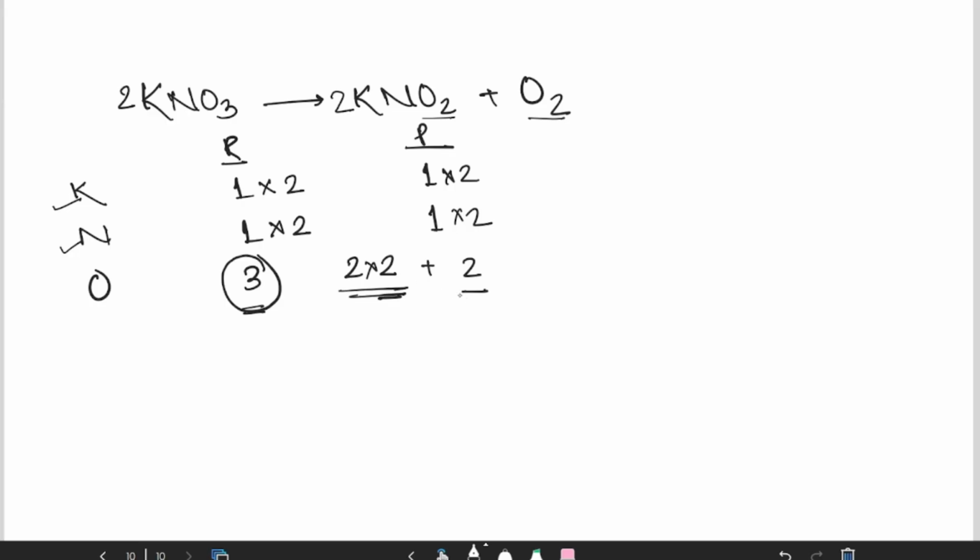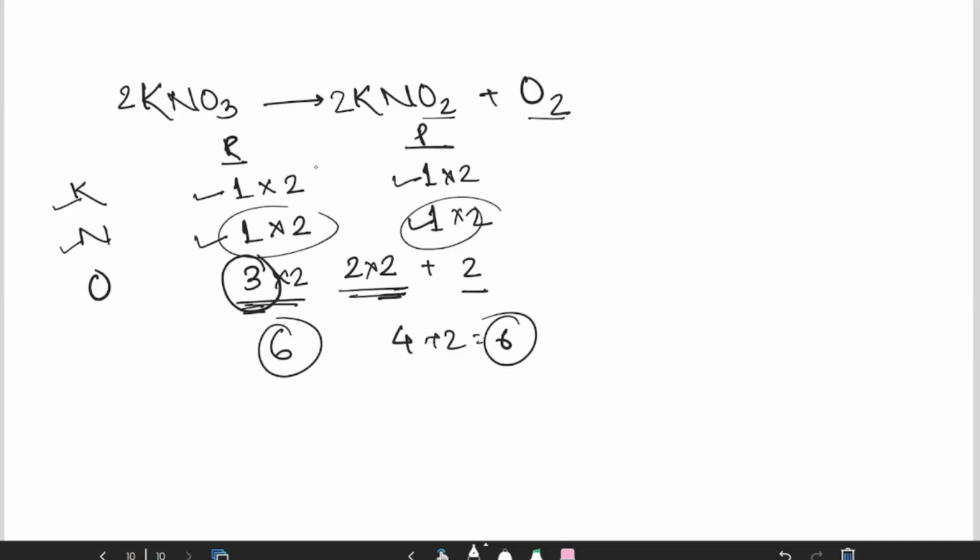Okay, as I have multiplied 2 here, that means I have to multiply 2 to this 2 only, right, not to this. Okay, so now you see for potassium there are 2, this side also 2, for nitrogen this is 2, this is 2, and for oxygen already I have put 2, so 3 into 2 is equal to 6, this is 4 plus 2 is equal to 6. So now everything is balanced and this equation is also balanced.